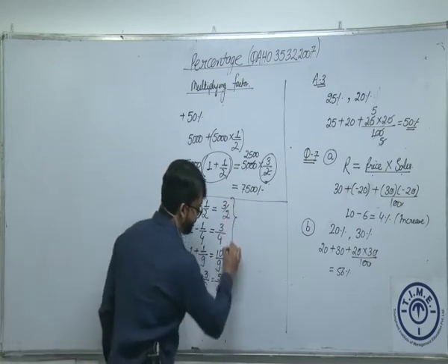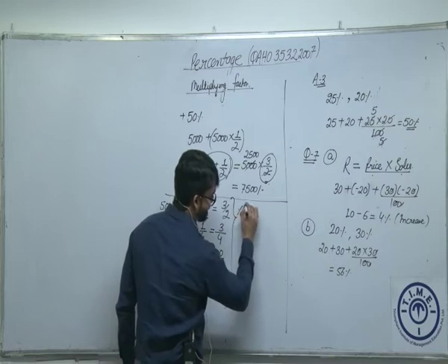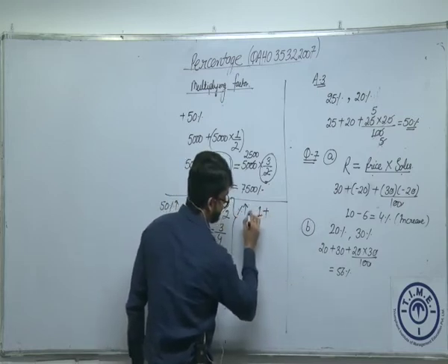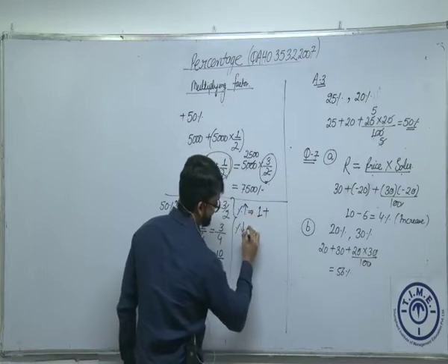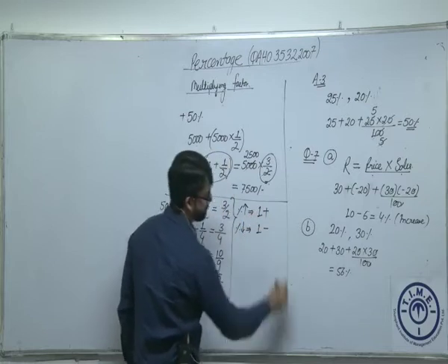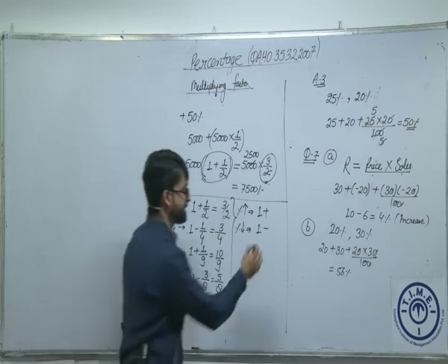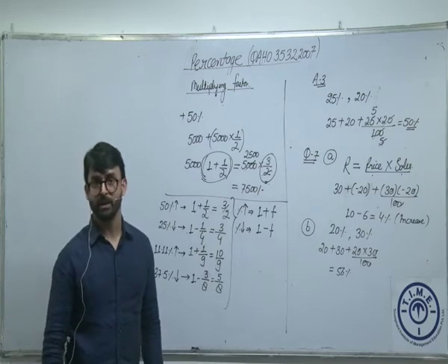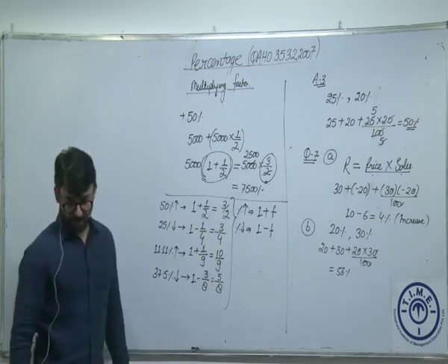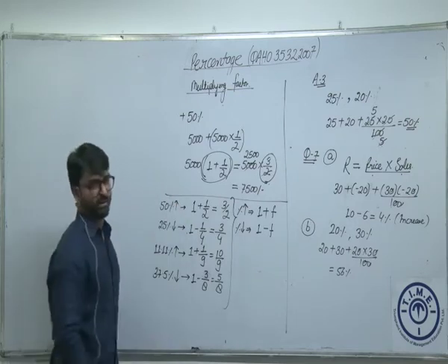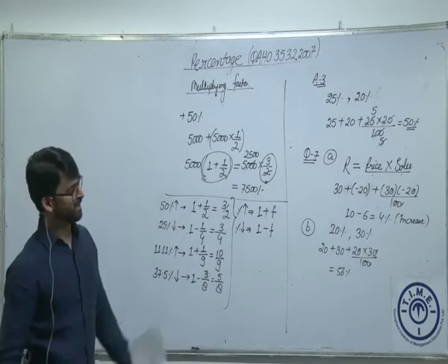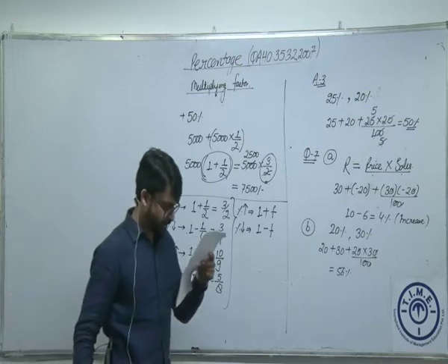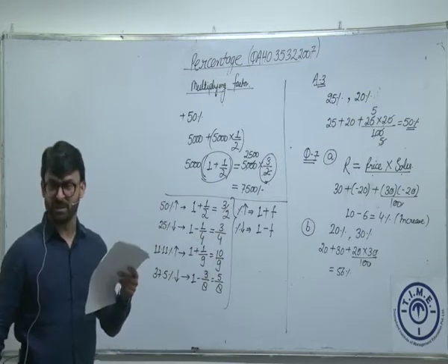So in nutshell, if it is percentage increase, that is 1 plus fraction. If it is percentage decrease, that is 1 minus fraction. Is that okay? Fine. We can use this to the good effect. मतलब हम कई जगह इसको इस्तेमाल कर सकते हैं. For an example, we can use it in this question number 6 also.